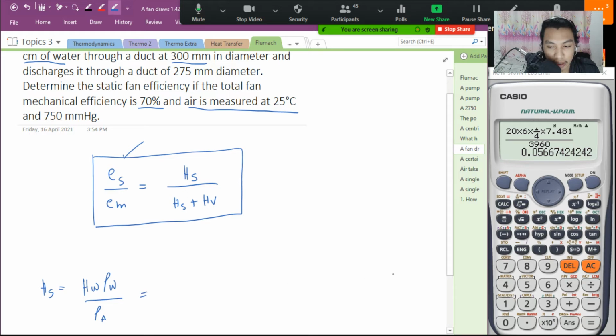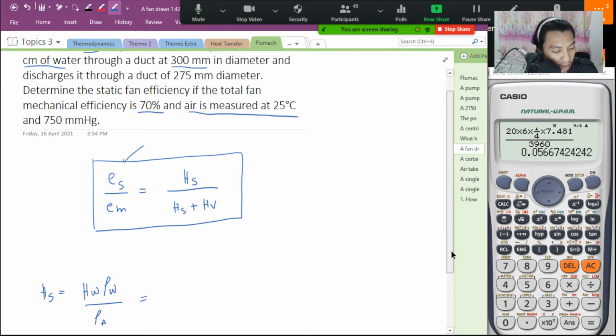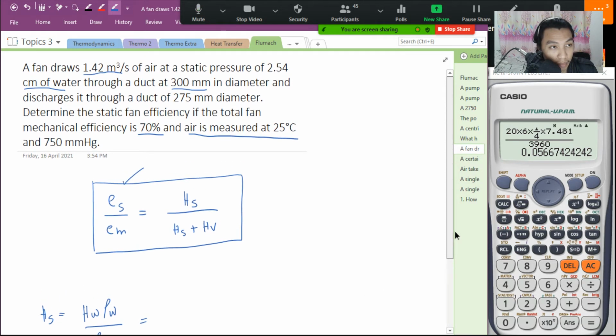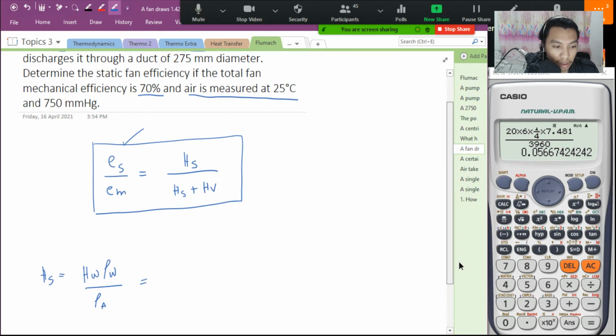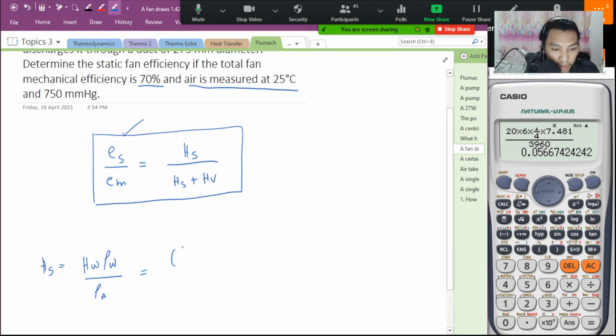So, HS, ano yung head ng water diyan? I think that is head ng water, 2.54 cm of water. So, dapat yan naka-meter. 2.54 cm divide by 100 cm para maging meters. Okay, cancel na natin yan. Times density ng water, that is 1,000 kilogram per cubic meter. Divided by density ng air.